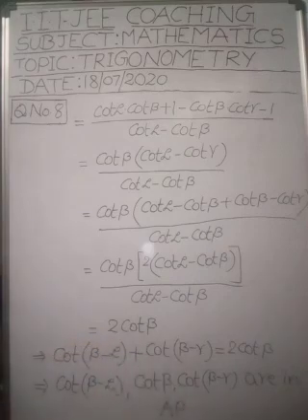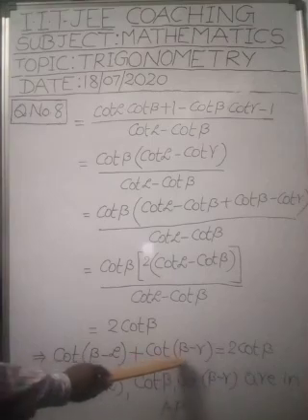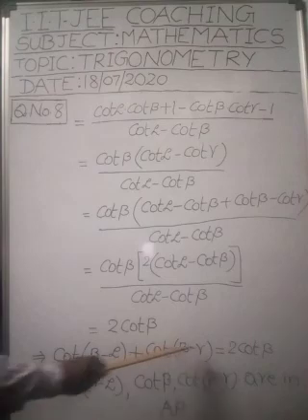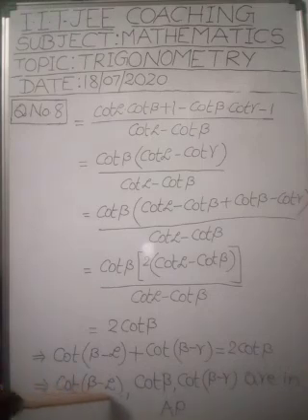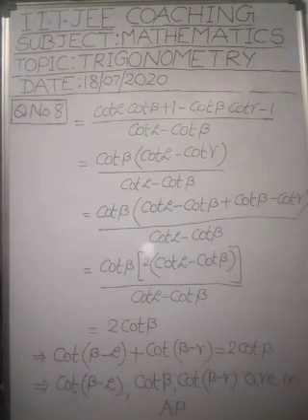Understood, my dear children? So finally we got cot(beta minus alpha) plus cot(beta minus gamma) is equal to 2 cot beta. So these three terms are in the form of a plus c is equal to 2b. Then we say that a, b, c are in AP. So here cot(beta minus alpha), cot beta, cot(beta minus gamma) are in AP. Understood, my dear children? Right.